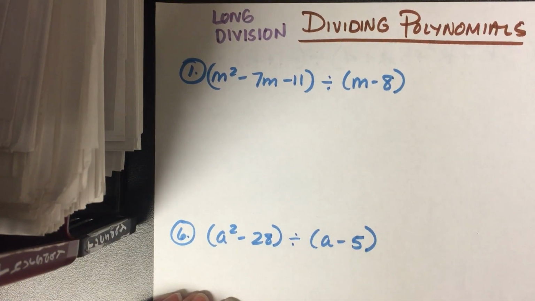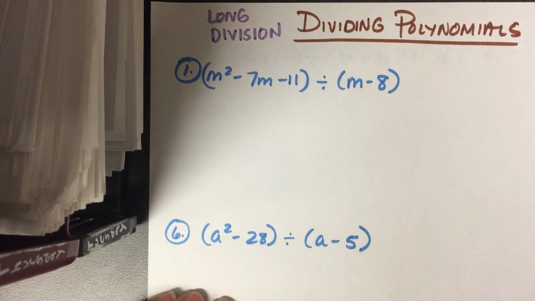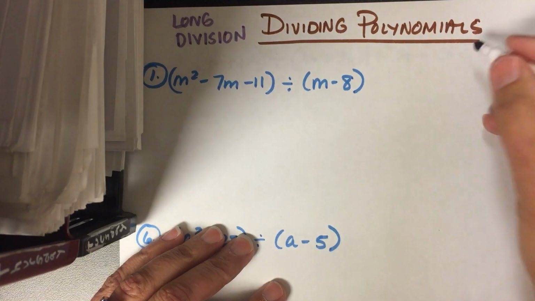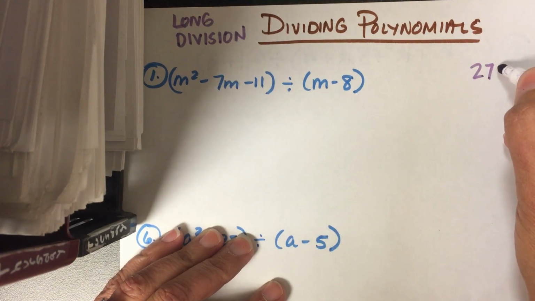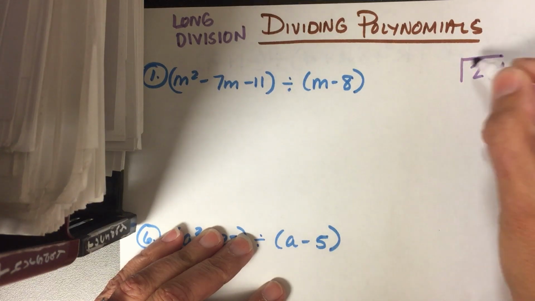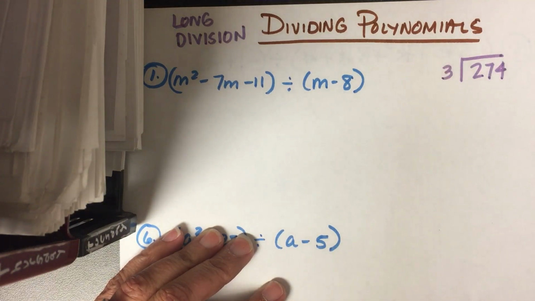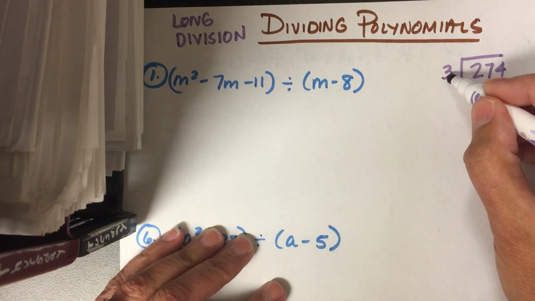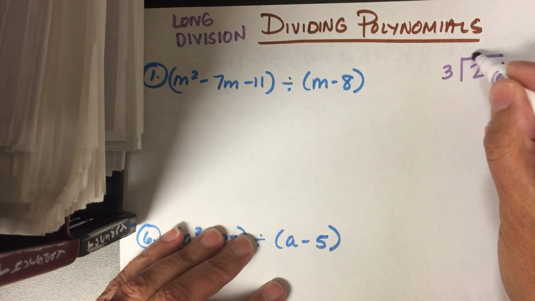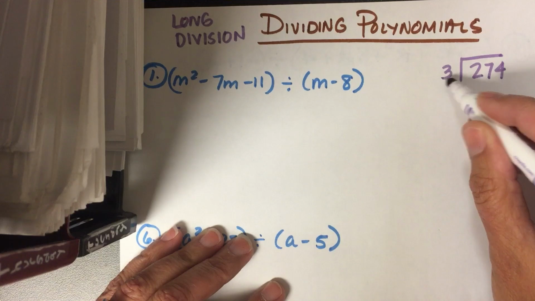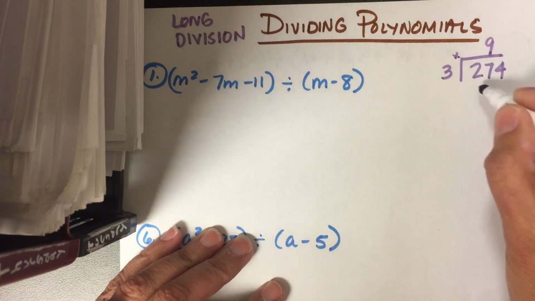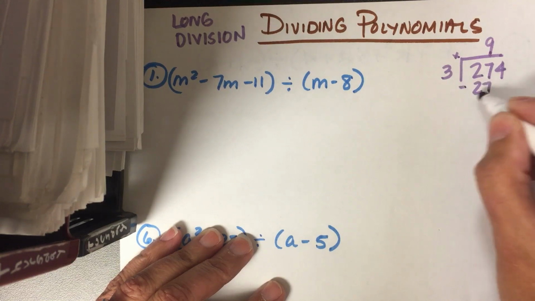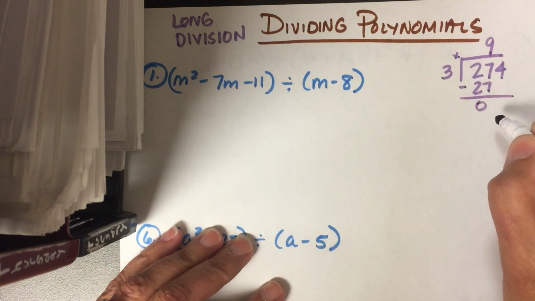It's called long division because it's the same as what you would do with any regular number when you're doing division. For example, if I have 274 divided by 3, this is long division. I would see, does 3 go into 2? No, so there's nothing in that slot. Does 3 go into 27? Yes, 9 times. 3 times 9 is 27. I subtract the 27 and get 0.